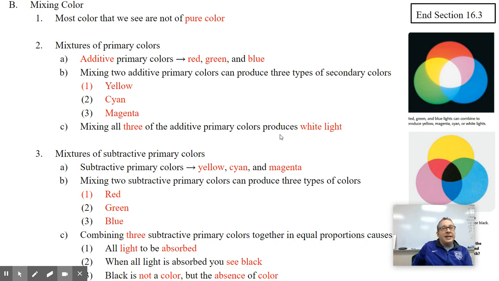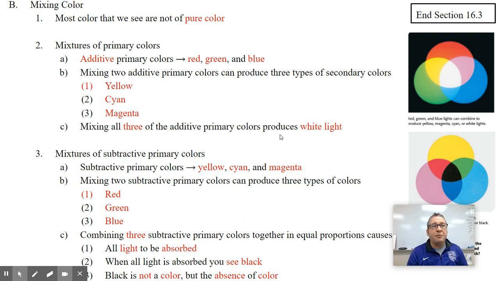Lastly, we're going to talk about mixing colors. Most colors that we see are not pure colors, but rather mixtures of colors. A lot of times if you have a color printer at home, oftentimes you may only have 3 different colors that you have to put into your color printer. Those 3 different colors are going to essentially mix together in various proportions to come up with this multitude of colors that you can print out.